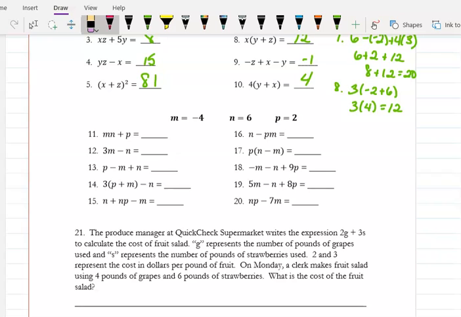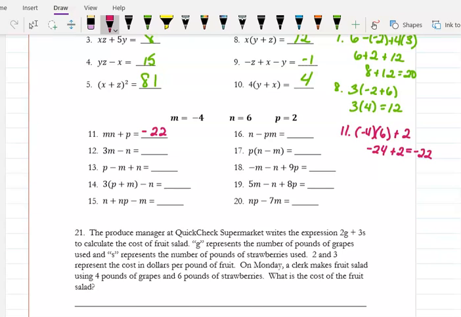Okay, so let's take a look at number 11. We have m times n plus p. So m is -4 times n is 6 plus 2. So let's multiply first, -24 plus 2, and that's subtract and take the sign of the higher, which would be -22.